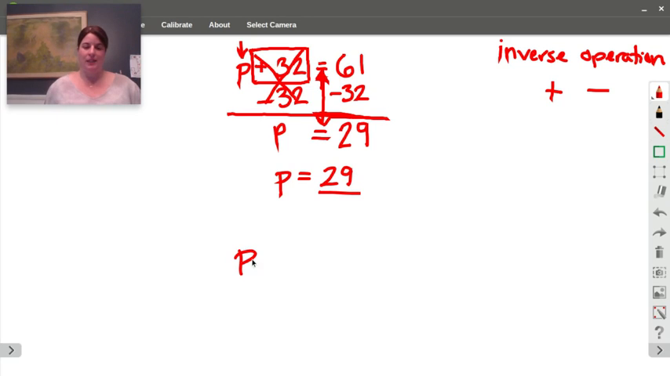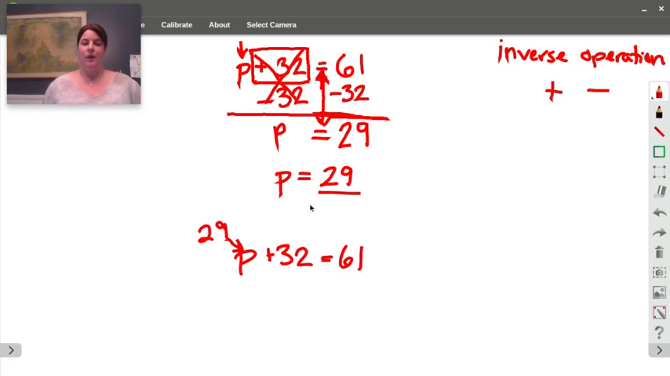And if we went back to this problem, P plus 32 equals 61, we could use our skills from evaluating expressions and say, okay, if P equals 29, I can substitute 29 for P, and this should work out fine. 29 plus 32 equals 61, and it does. That's true. 29 plus 32 equals 61. So we've done this correctly.